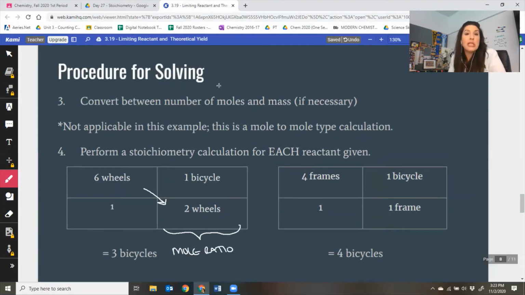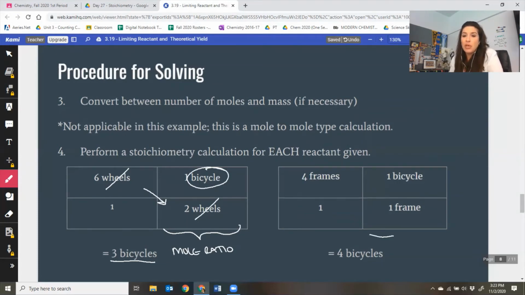That says it takes 2 wheels to make 1 bike. Wheels cancel wheels. I'm left in units of bicycle, and my answer is 6 divided by 2, or 3 bicycles. And that's how we got there. If we use a picket fence formula, we already did this in our head earlier, but now I'm showing how it works on a unit analysis.